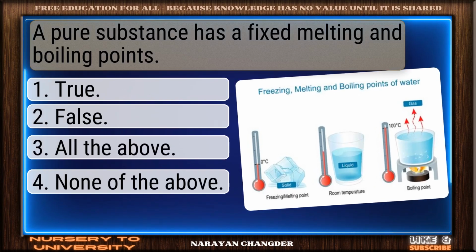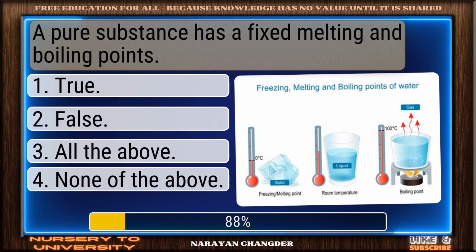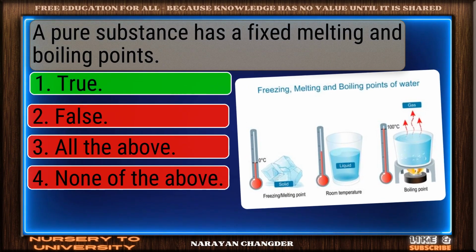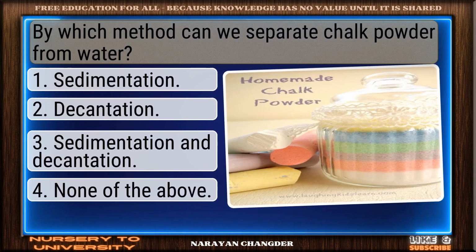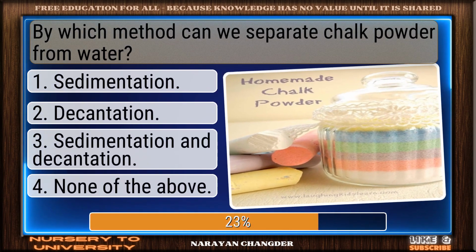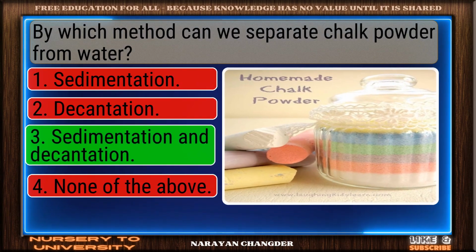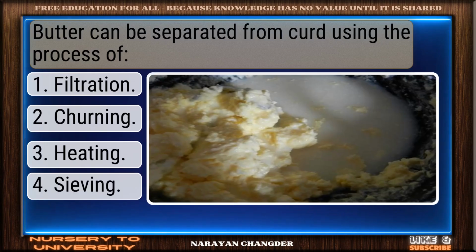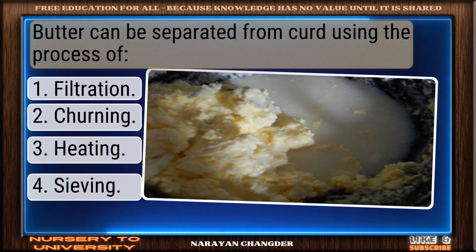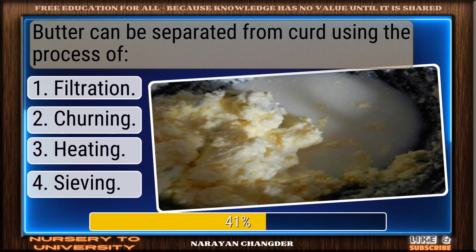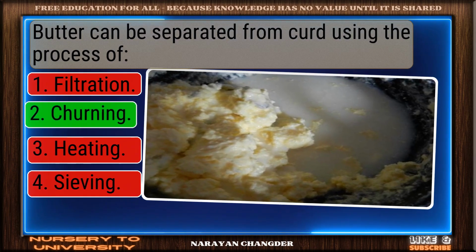A pure substance has a fixed melting and boiling points. Smart move. True is an accurate answer. By which method can we separate chalk powder from water? Well picked. Sedimentation and decantation is the correct answer. Butter can be separated from curd using the process of. Right again. Churning is a valid answer.